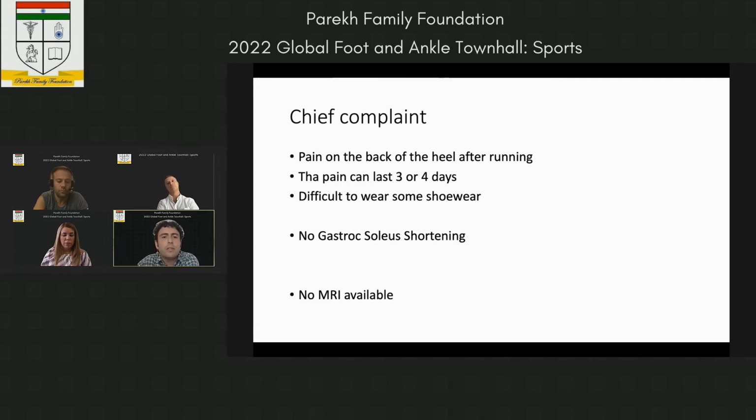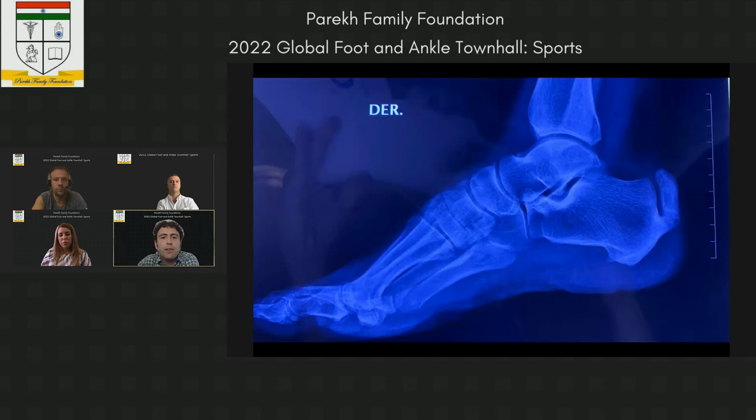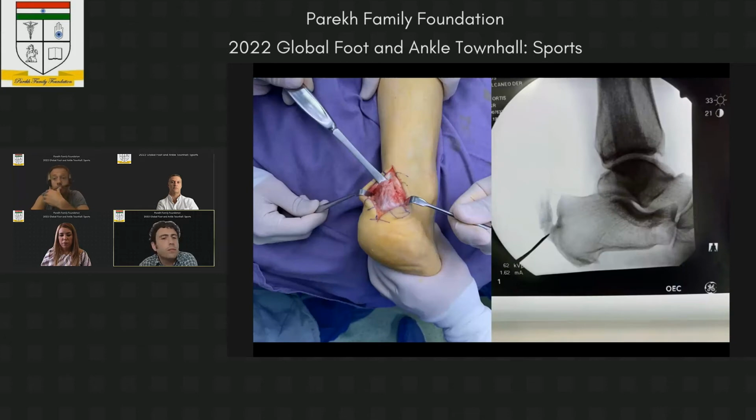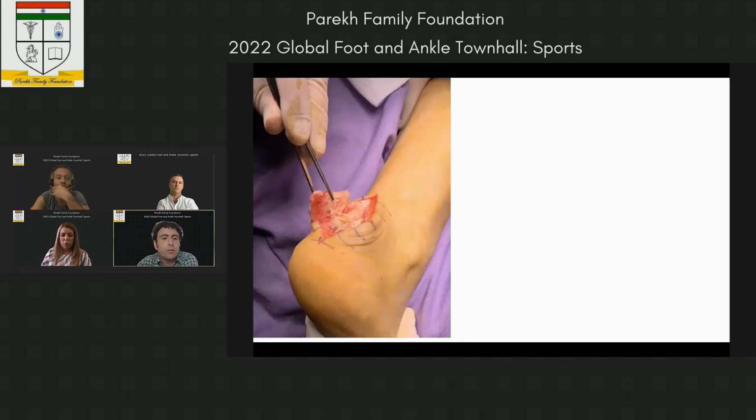I just want to show this. This is a very, very big calcification. And what we do is exactly the same as the other case, detach all the Achilles in order to give this exostosis, this calcification, a way to go out. Like we see it in here.